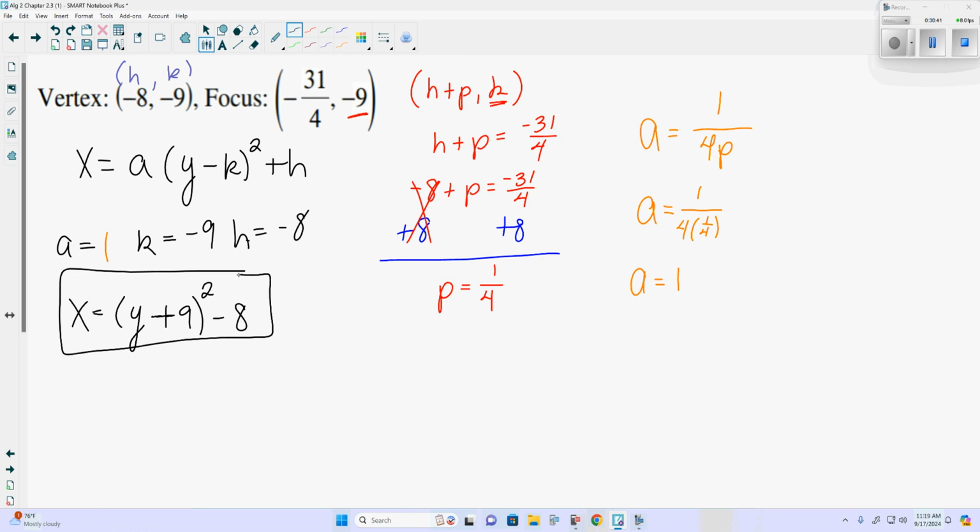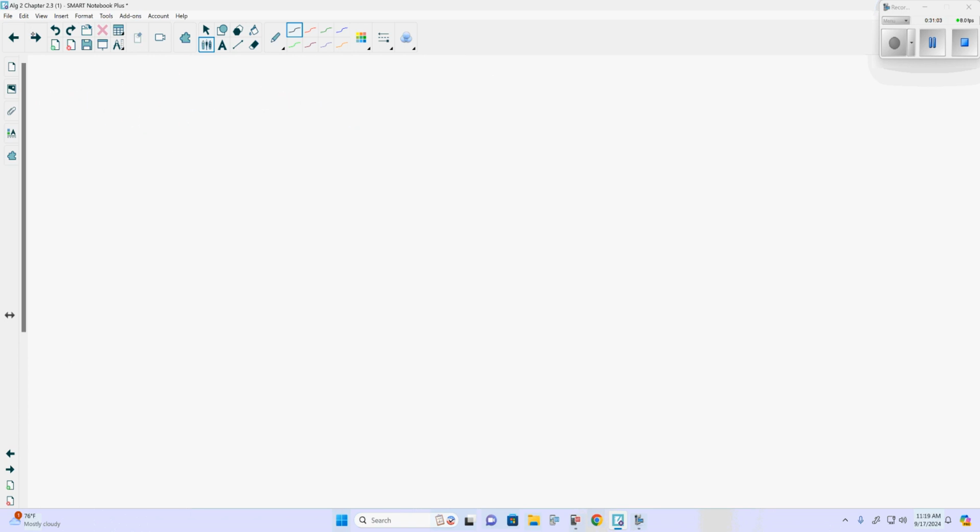Questions on this here? They would not be wrong, because you could also leave it as y minus negative 9. That's fine. That's still correct. We just don't normally write it that way. But it is correct. Questions on this here? Okay.